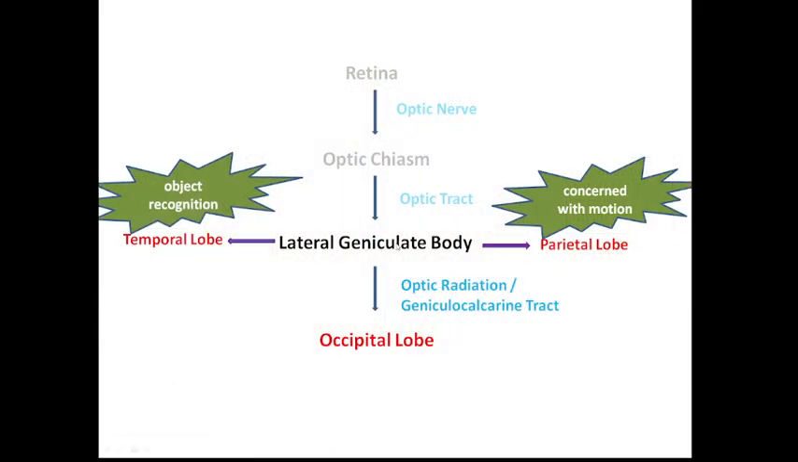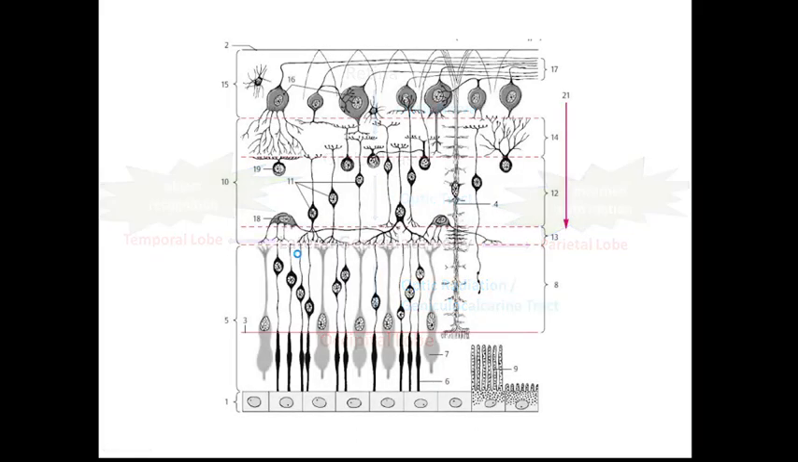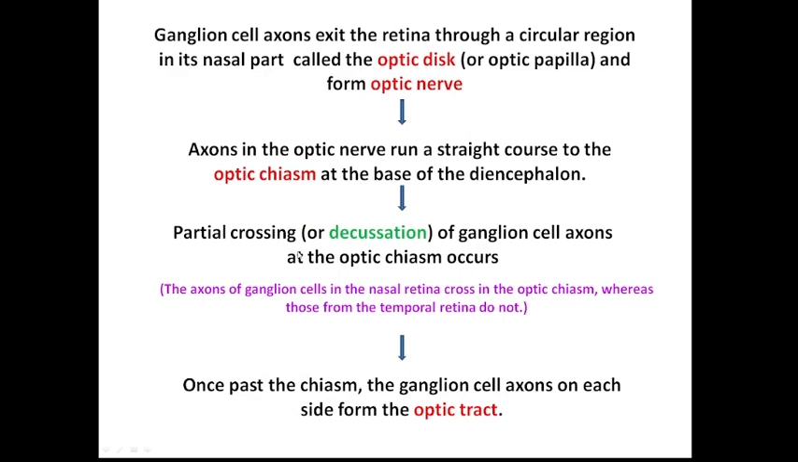And some connections are also going to the parietal lobe and temporal lobe, which are concerned with the motion of the object and object recognition also.